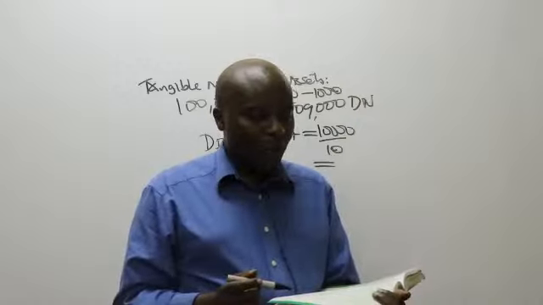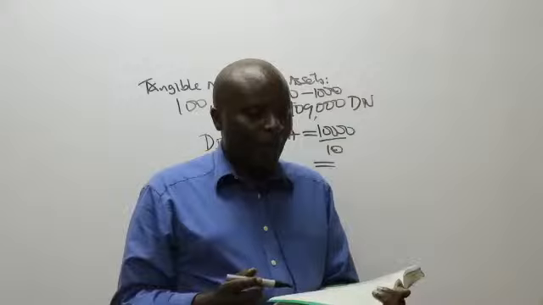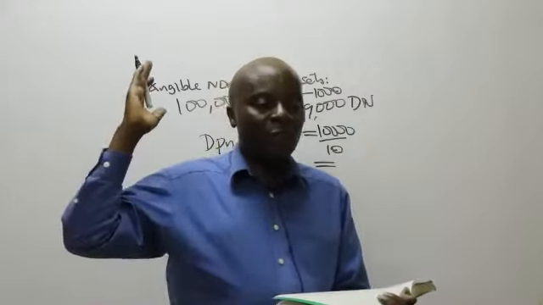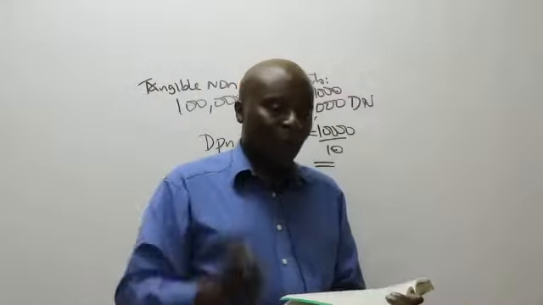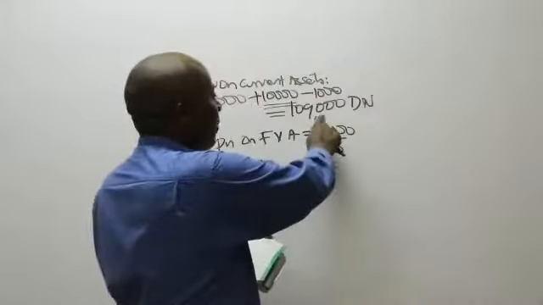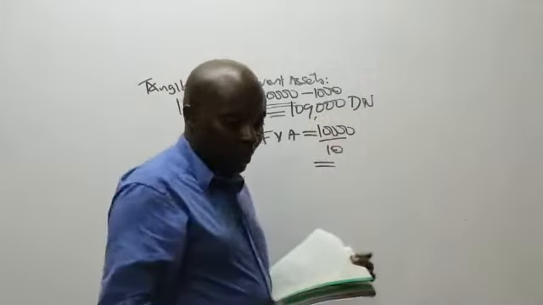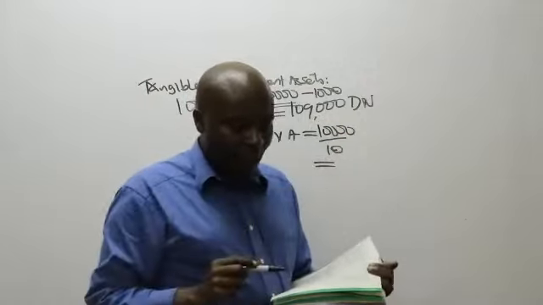Which one should I use? Closing rate. For balance sheet, we normally use closing rate, which is the same as the end of year. Now the question is, should I multiply this figure by 2 or divide it by 2?